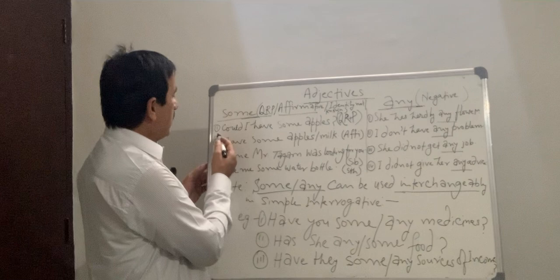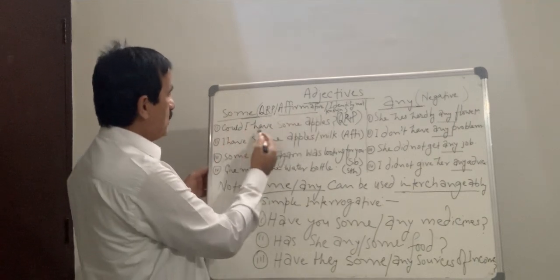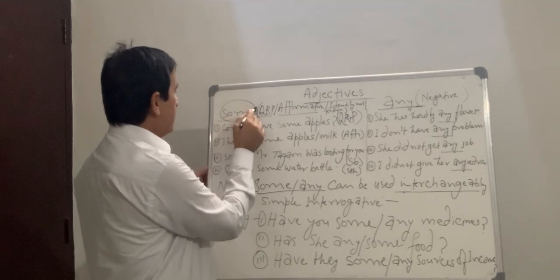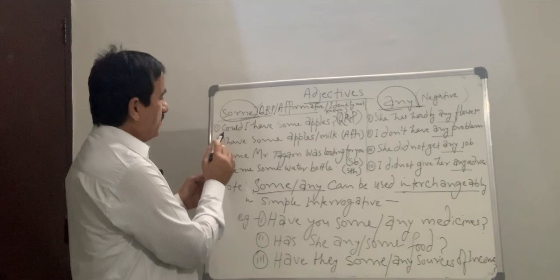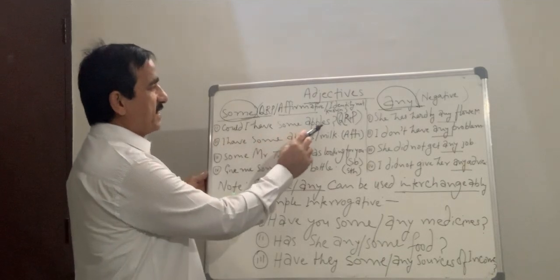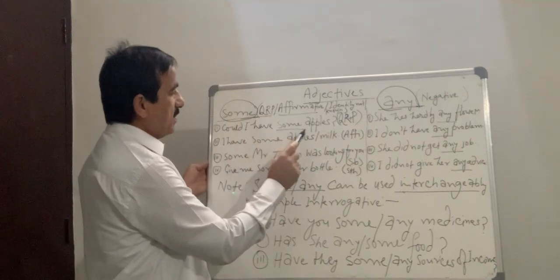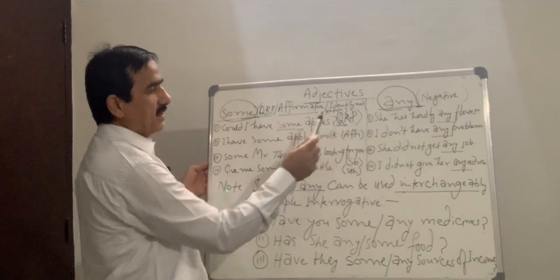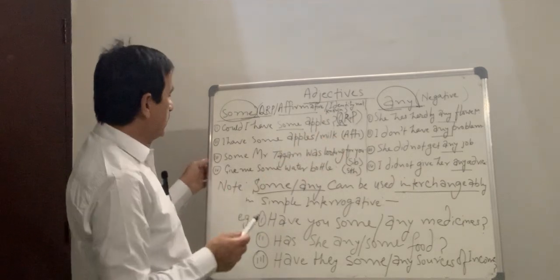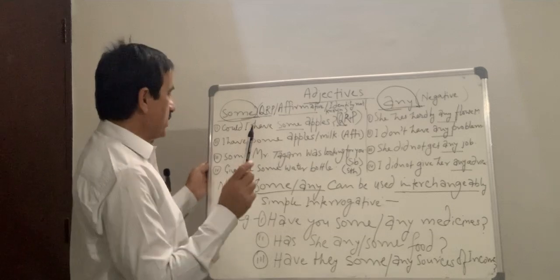For example, look at sentence number 1. This side shows the use of some, and this side the use of any. So some: could I have some apples? Here, why is some used? Because it combines a question, a request, with politeness. In such utterances, some is used, not any.